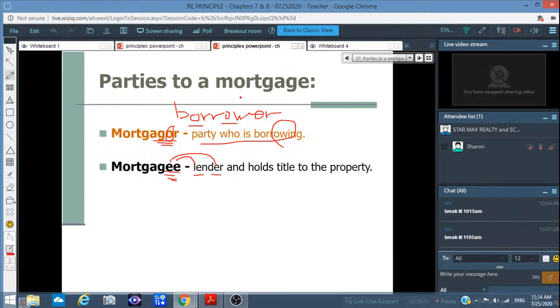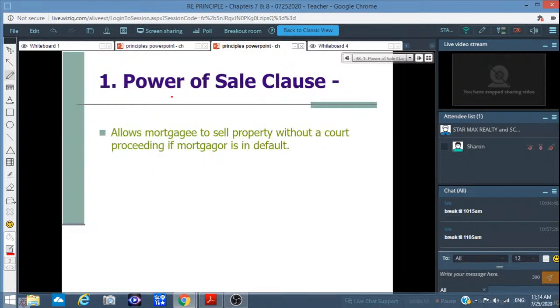Two E's, this is the lender, the bank. The OR is the borrower, it has an O in it. That way you will remember. If you can't remember, when people say mortgagee you won't know who they mean. So remember these mnemonic devices to help you remember who these parties are. Power of sale clause allows the mortgagee, the lender, to sell the property without a court proceeding if the mortgagor, the borrower, is in default.